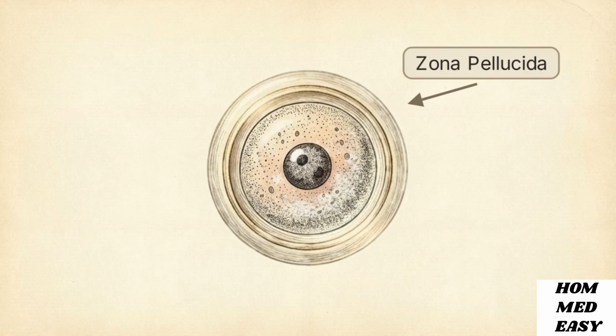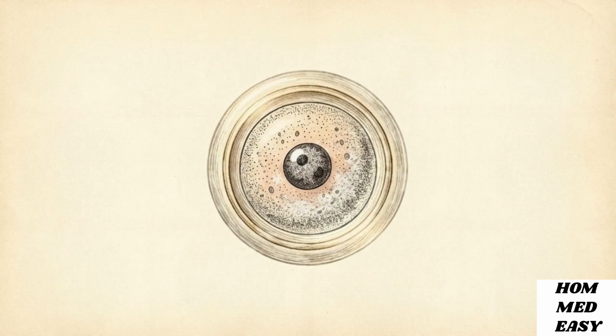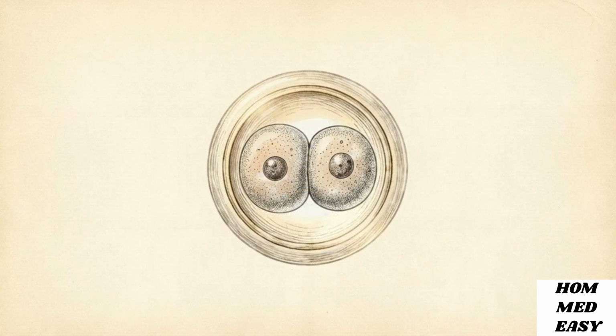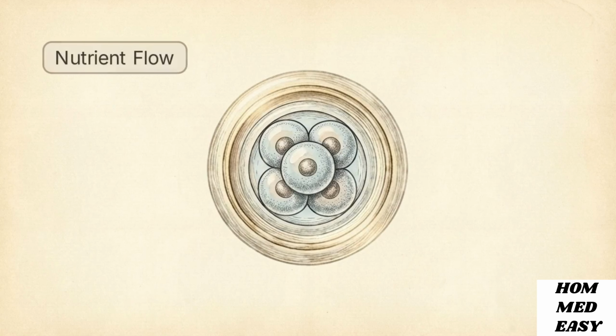Since the total volume is locked, each division creates an increasing number of progressively smaller cells. These individual units are known as blastomeres. The structure enforcing this constraint is the zona pellucida. It serves as an inflexible boundary, keeping the embryo's diameter absolutely locked as blastomeres multiply. Yet, despite this rigid barrier, early nutrition is transported directly through the zona pellucida.